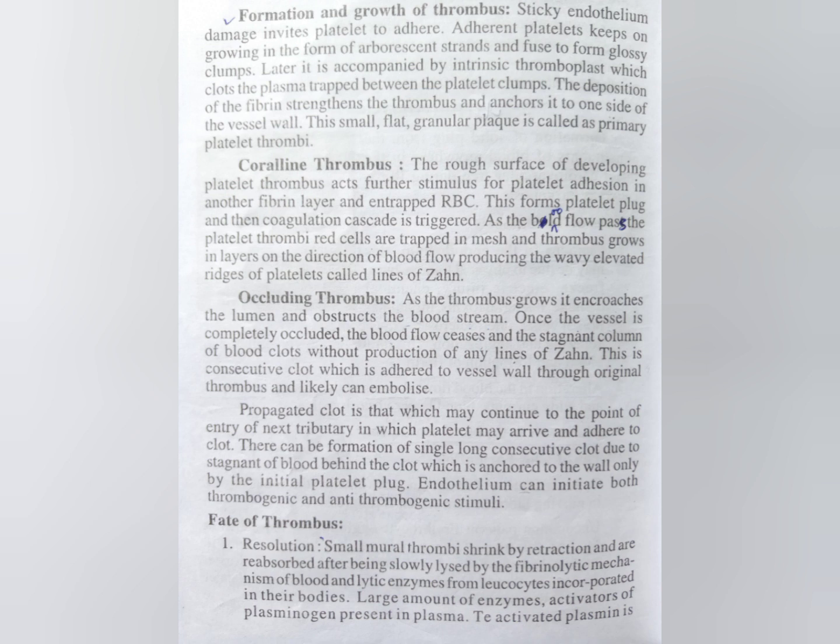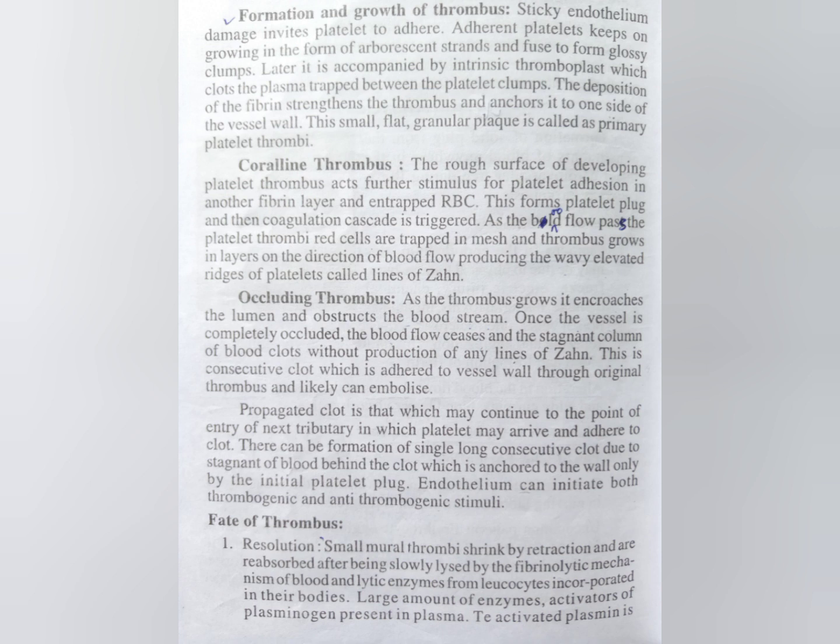As the blood flow passes the platelet thrombus, red cells are trapped in the mesh and the thrombus grows in layers in the direction of blood flow, producing the wavy elevated ridges of platelets called lines of Zahn. Occluding thrombus. As the thrombus grows, it encroaches on the lumen and obstructs the bloodstream.